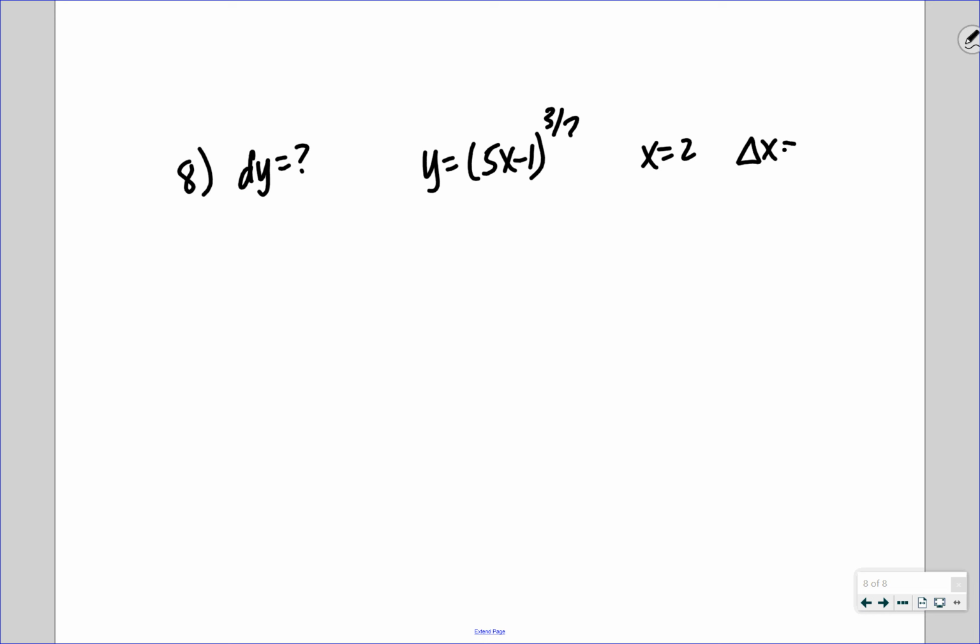Number 8. Find dy. I give you that y is 5x minus 1 to the 3/2 power. I give you that x is 2. And delta x is 4. Okay, first of all, remember delta x is the same thing as dx. This here, in order to derive this, I'm going to need to do chain rule.